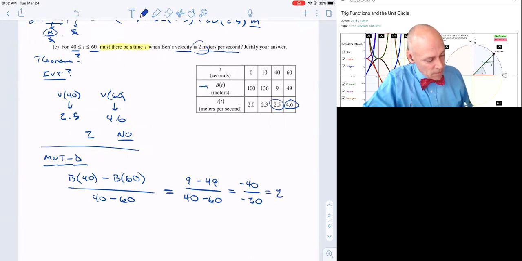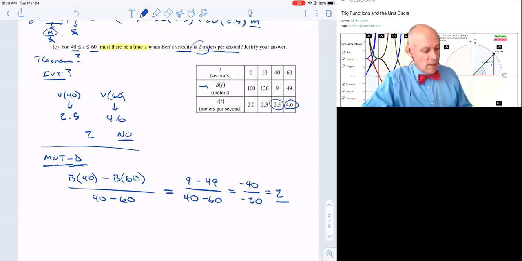That's equal to 2. And according to the mean value theorem for derivatives, yes, there is going to be some point in that interval where Ben's velocity is equal to 2 meters per second. Because I basically just said, using the endpoints of my interval, the average rate of change of my position, which would be equal to my velocity, is equal to 2. So I've got that. So that checks. So I would say yes.